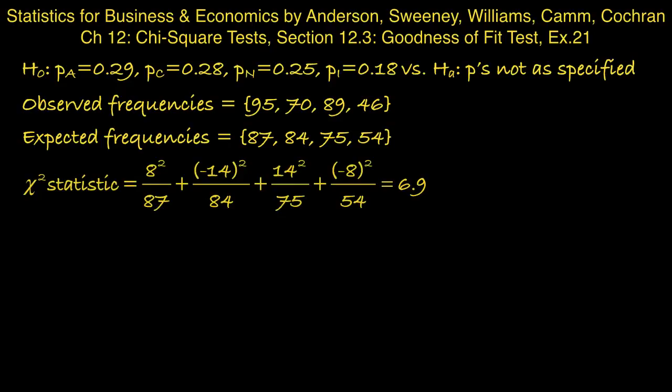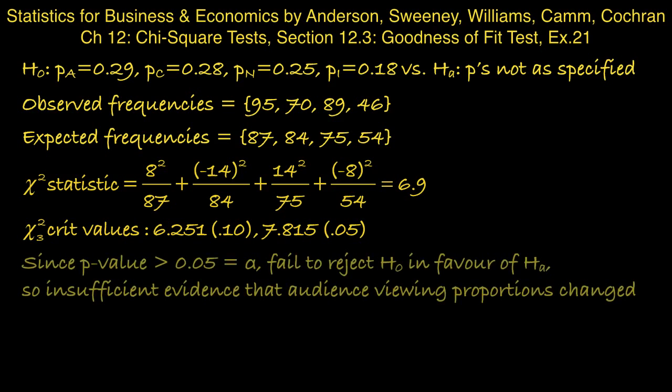The degrees of freedom in this case, there are 4 categories, and so the degrees of freedom is 4 minus 1, or 3. If we look up the chi-squared distribution table and look along the row for 3 degrees of freedom, we find critical values of 6.251 and 7.815. They lie either side of our test statistic 6.9, and they have tail areas of 0.1 and 0.05, and so therefore our p-value, which is the tail area to the right of 6.9, must be in between 0.05 and 0.1.